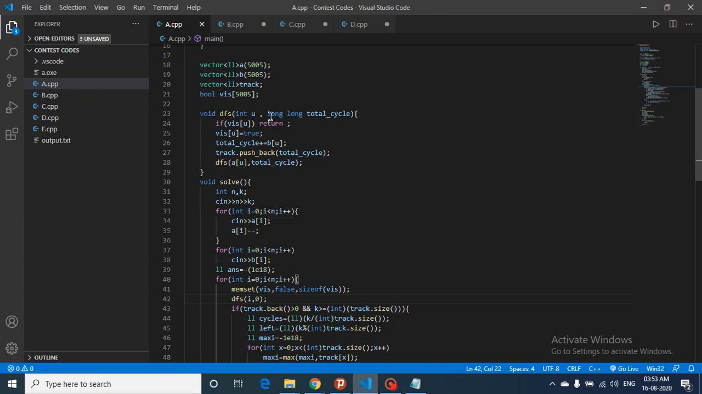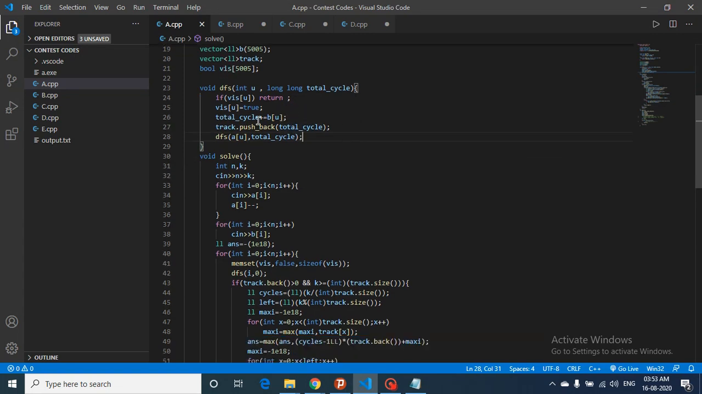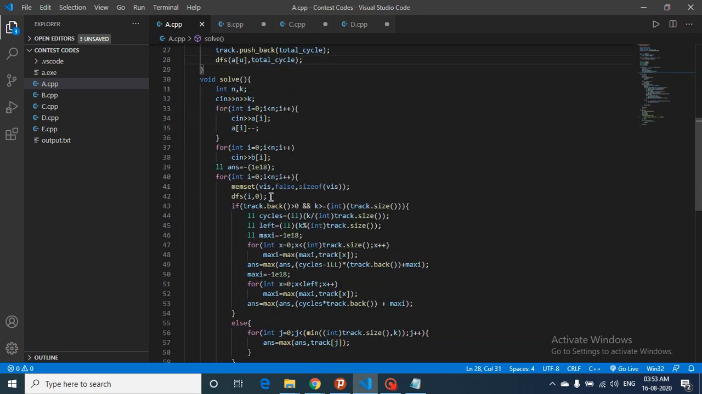For every position, we will increment our total cycle, which is the total prefix sum, by this position, and we'll push the prefix sum into this track. So this track actually stores the prefix sum, and then we will continue doing this until we complete our cycle. Now this track will store the complete cycle starting at this position, which is actually the prefix sum.